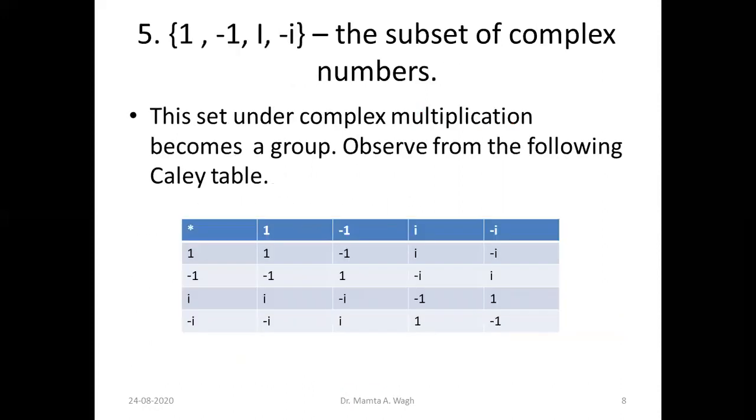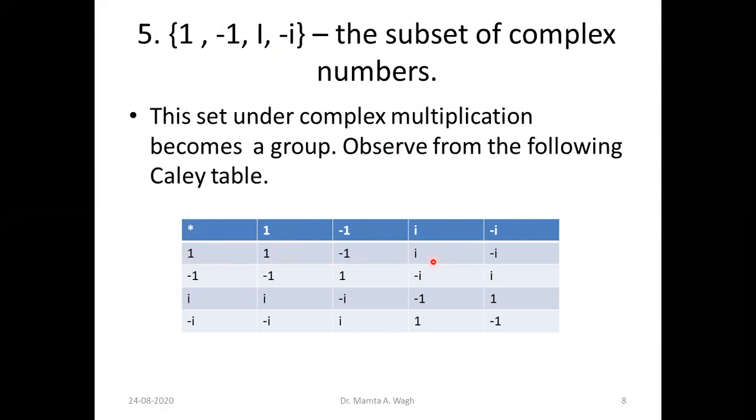Next is this example. This is a subset of complex numbers. In this subset, we have 4 elements: 1, minus 1, iota and minus iota. This set under complex multiplication becomes a group. You can see that we have made this Cayley table. You already know how to make a Cayley table. You write the 4 elements, 1, minus 1, iota, minus iota, column wise and row wise also. And the operation star is complex multiplication.